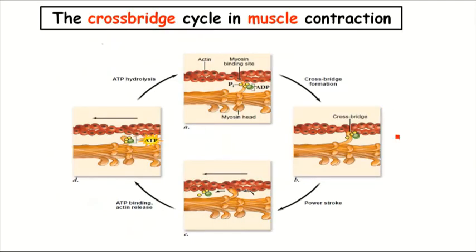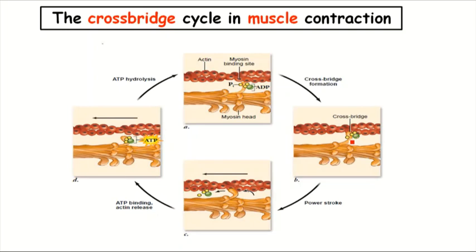Okay, so this is the cross bridge cycle in muscle contraction. It's very important. See, start from here. First, the hydrolysis of ATP by myosin causes the conformational change. The globular head region moves into an energized state. The hydrolysis of ATP changes the conformation of this myosin head.